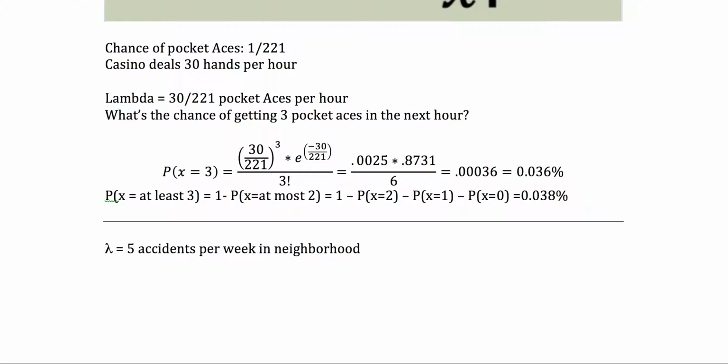So if we want to know the chance of 2 accidents, we're going to write the equation. The probability x equals 2 is equal to lambda to x times e to the negative lambda over x factorial. 2 factorial is just 2.